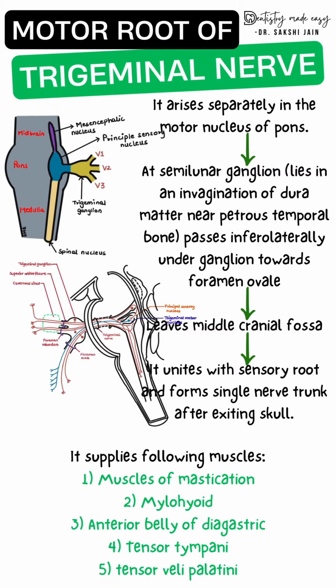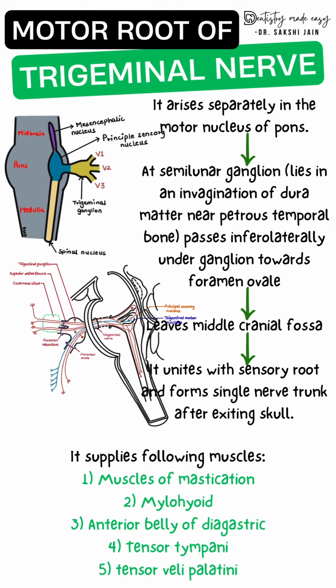Starting with the motor root of the trigeminal nerve, it is going to arise separately at the pons, and below the semilunar ganglion, it will go towards the foramen ovale, leaving the middle cranial fossa, and after that it is going to unite with the sensory root and form a single nerve trunk. It supplies various muscles, that is the muscles of mastication: temporalis, masseter, medial and lateral pterygoid. Then it supplies the mylohyoid muscle, the anterior belly of digastric, tensor tympani and also tensor veli palatini.